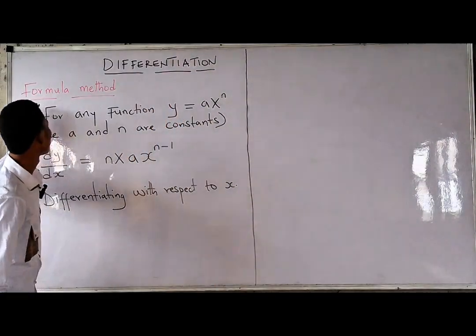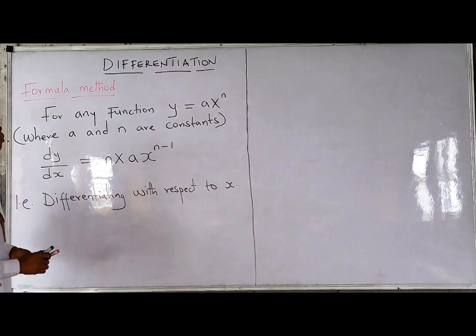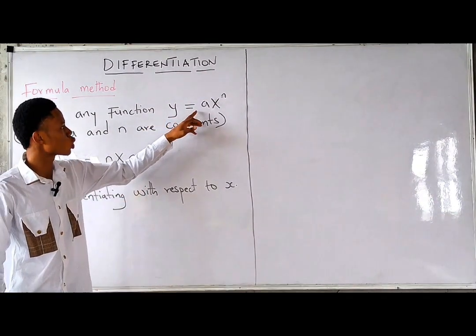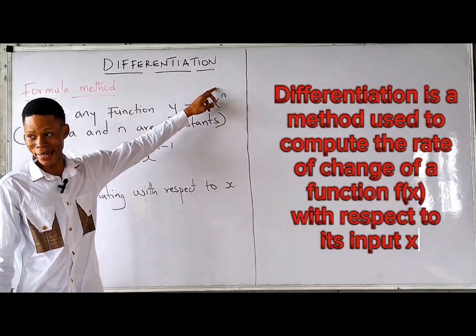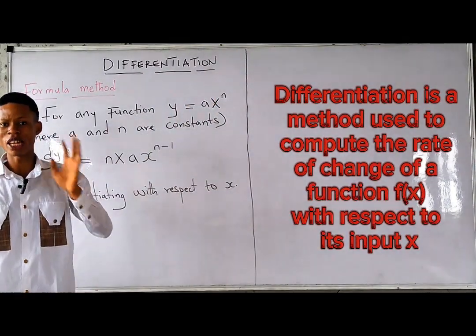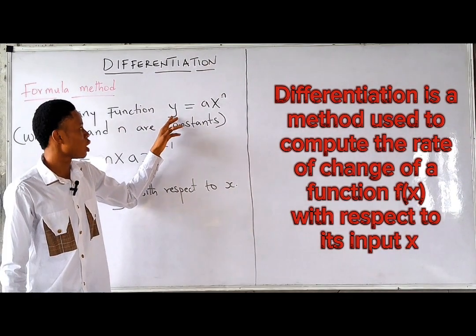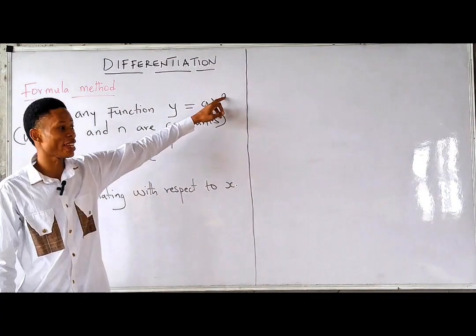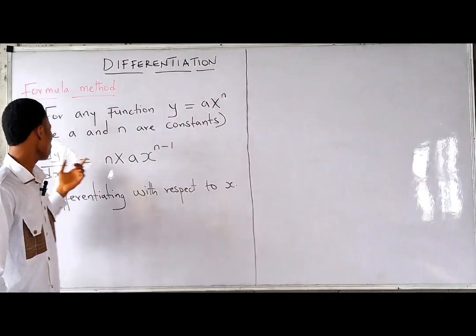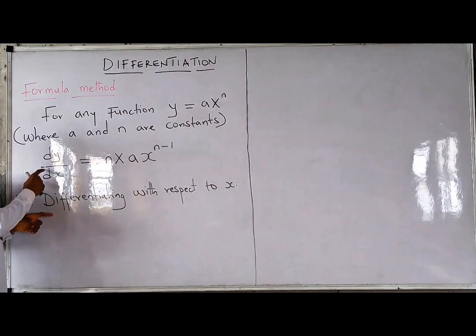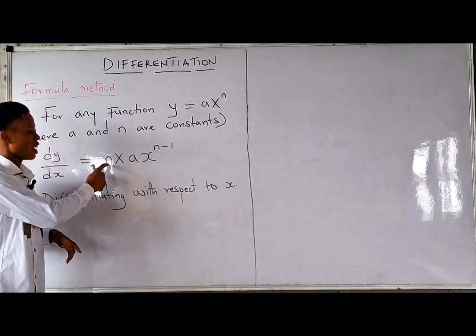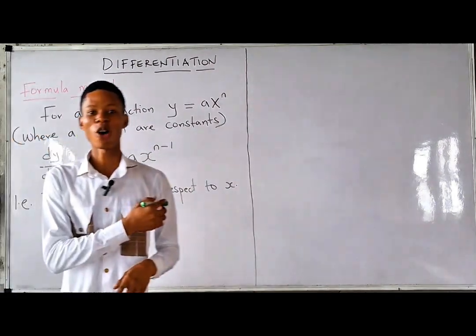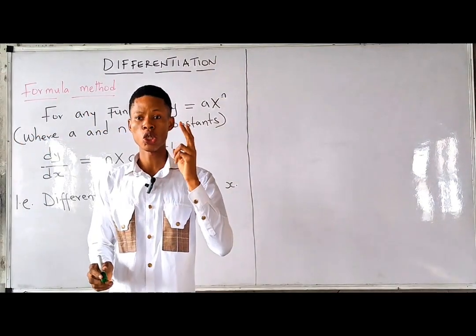Good. Now, using the formula method, for any function given as y equal to ax raised to power n, any function you are given at all, let's say y equal to ax raised to power n, where a and n are constants, dy over dx is equal to n times ax raised to power n minus 1. What does that mean? Before we analyze that formula, there are two things you need to know.